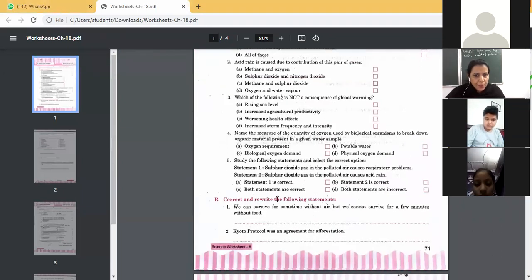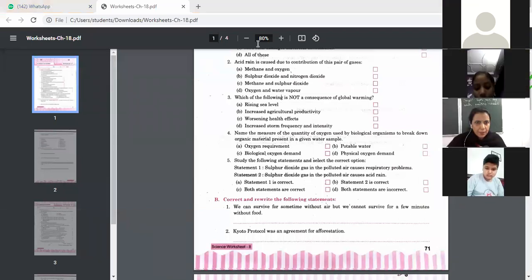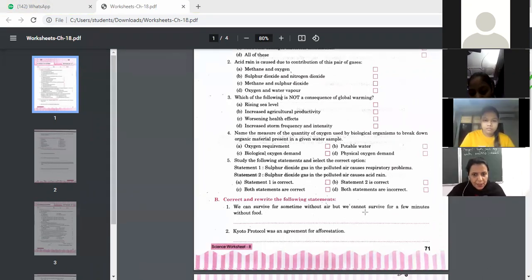Correct and rewrite the following statements. So let's correct the statement. We can survive for some time without air, but we can't survive for a few minutes without food. False. How is it false? Yes, Anshika Goel. Ma'am, we can survive for some time without food, but we cannot survive for a few minutes without air. Okay, so it will be replaced.